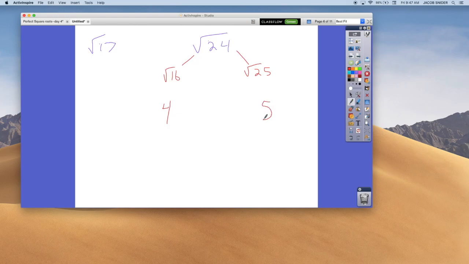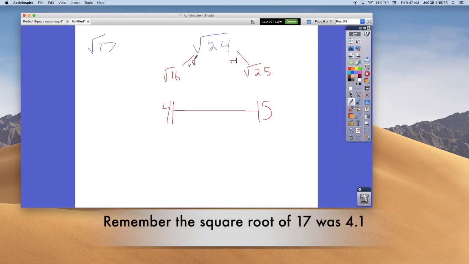The square root of 25 is 5. Let's do my number line again. Okay, there's 4, there's 5. Now this time, where is the square root of 24 a whole lot closer to? Here it's only 1 away, and to 16 it is 8 away. So it's a whole lot closer to 25 than it is to 16. So I would put my dot somewhere in this area.